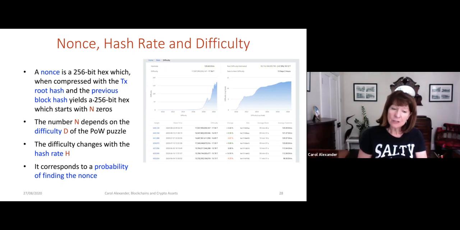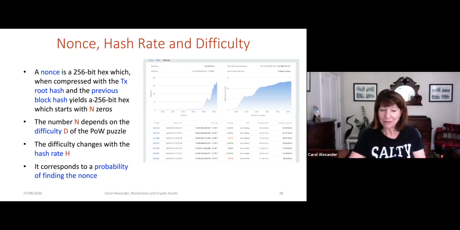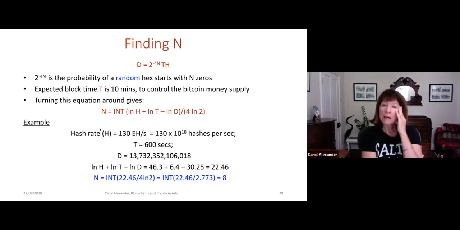The difficulty corresponds to the probability of finding the nonce. It's different in different blockchains. In Ethereum, the difficulty corresponds to the average number of hashes, but we'll get onto that in the next topic. So this is the formula that the Bitcoin blockchain uses. It's a different formula for Ethereum. And 2 to the minus 4n is the probability that a random hexadecimal number starts with n zeros.